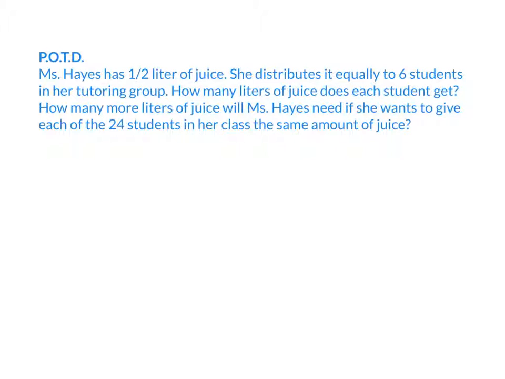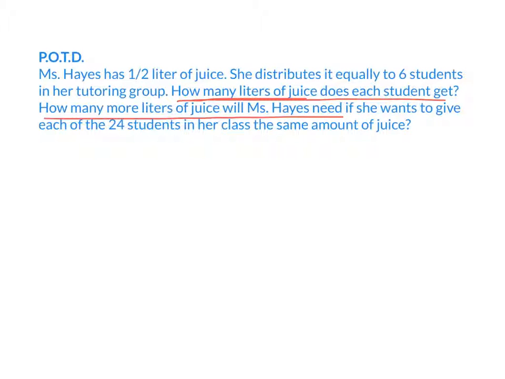Okay, first of all, we have to figure out what the question's asking. What is the question asking us to find? Maddie? How many more liters of juice will Miss Hayes need if she wants to give the students an equal amount? And how many liters for each student? So there are two things. First, we have to figure out how many liters each student is going to get. And then we have to figure out how many more liters she will need if she wants to give 24 kids the same amount of juice.